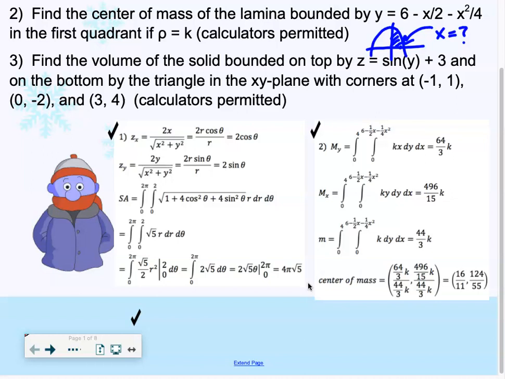Oh, that's nice. So for my mass, 0 to 4, 0 to the function of k dy dx, I got 44 thirds k. And then for my m sub y, I get 64 thirds k, and for my m sub x, I get 496 15ths k. So my final center of mass, when you divide, is 16 elevenths and 124 55ths. Beautiful, beautiful.